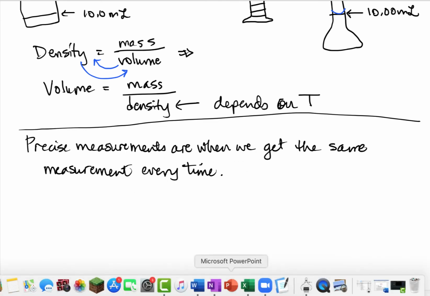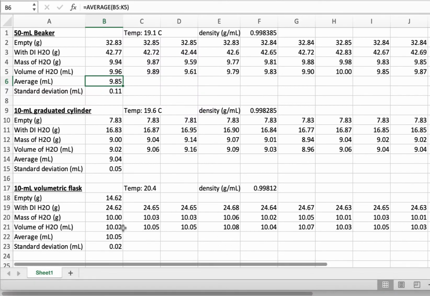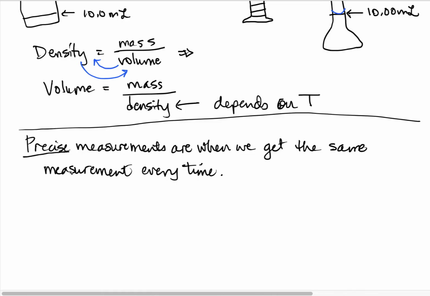So if we go back to those Excel data, you can see that my volumetric flask data were more precise than the graduated cylinder, and the graduated cylinder data were more precise than the beaker data. None of them were 100% precise. We didn't get the same answer every single time, but we got much closer with the volumetric flask. So the volumetric flask was more precise than the graduated cylinder and more precise than the beaker. So that's precision.